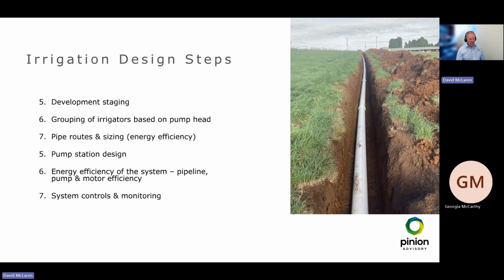Then the final step might be you start to look at system controls and monitoring, like what level of automation do you want? What controller do you want? What inputs do you want measured? Do you want pressure monitored, flow rate monitored, voltage monitored? There might be some key criteria that you want monitored that's critical to your business, and that's really important to identify so you can select the appropriate hardware and sensors for monitoring.